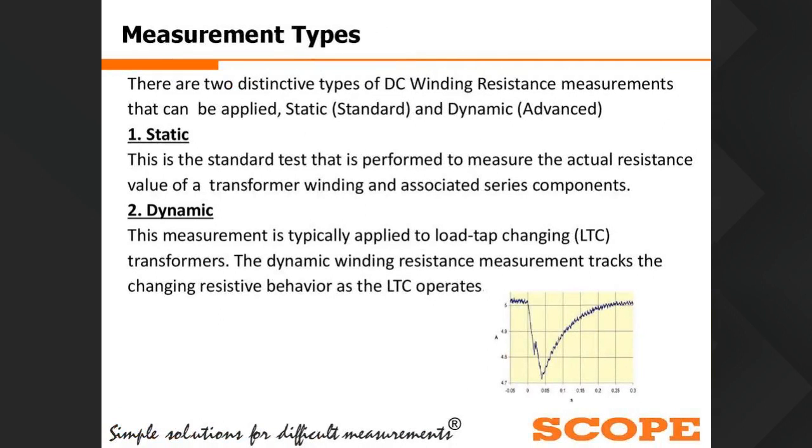So, measurement types. Basically, there are two types of winding resistance measurement: the first one is static winding resistance measurement, and the second one is dynamic winding resistance measurement.